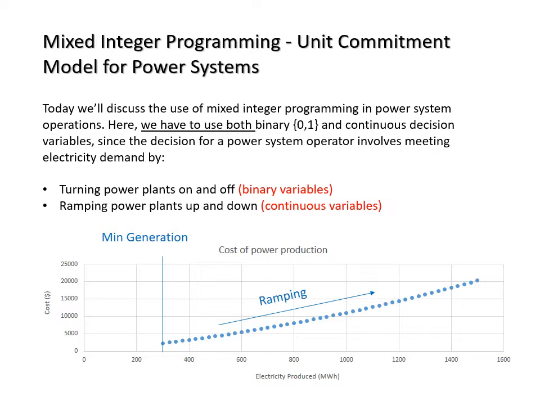So the figure at the bottom here shows the nature of this problem. Most power plants are associated with some sort of minimum generation level, so they don't start at zero and gradually work their way up. Usually power plants have to be producing several hundred megawatts of electricity in order to actually function. And so the decision to turn a plant on or off, we model as occurring at their minimum generation level. And after that point, they can ramp up, again, subject to some constraints.